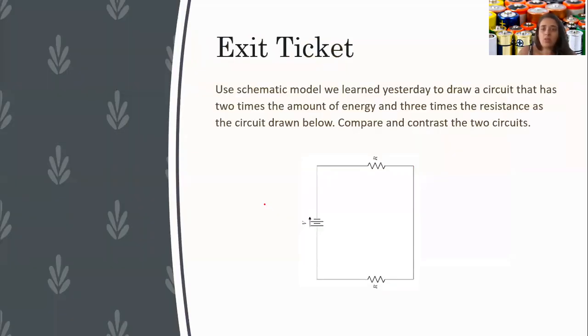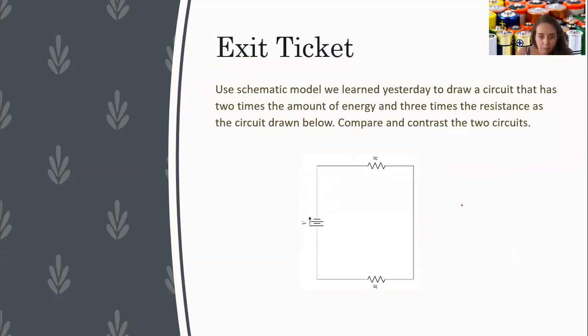Alrighty. So the last thing for today is an exit ticket. This is tying together what we learned yesterday and what we learned today. Using the schematic model that we learned yesterday, drawing circuits, you want to draw a circuit that has 2 times the amount of energy and 3 times the resistance as the circuit that's drawn below. And then you'll compare and contrast both of these circuits.